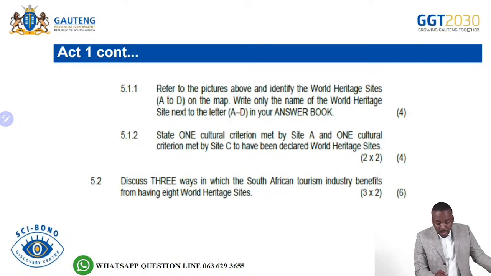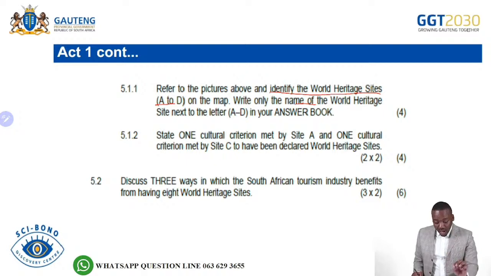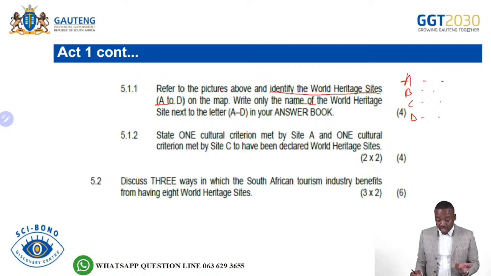Then they are saying refer to the pictures, meaning hence I said study the picture. Check what they are saying. Identify the World Heritage Site labeled A to D. Write only the name. Hence I said to you that the names are very important. Then you must write A, B, C, D, and then you give me the name for each icon. You will see them on the memo as well.